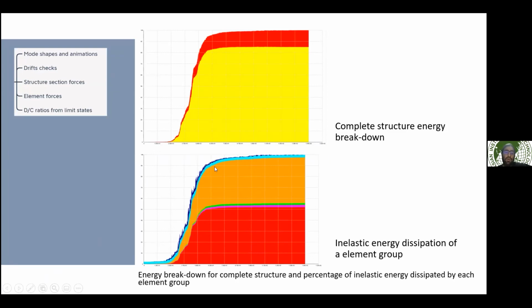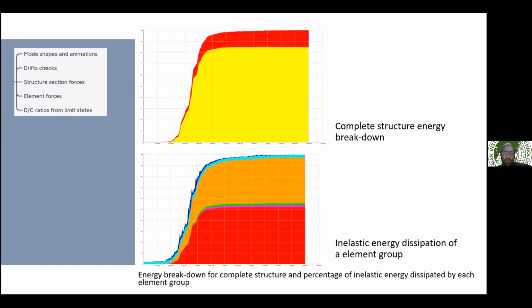So you have energy being dissipated through kinetic energy, and then you have your viscous damping energy being dissipated, and then you have your energy being dissipated, shown in red here, from the inelastic component. This is the total energy being dissipated by all the inelastic components that I have in my model. And from this inelastic dissipated energy, what was the energy dissipated by a particular element group? Let's say, for example, if I have an element group of coupling beams, what was the energy dissipated by coupling beams? What was the energy dissipated by my group of shear walls? Something like that. So that's an additional thing that ETABS doesn't have, that PERFORM has, where you can see the energy breakdown in a particular element group.